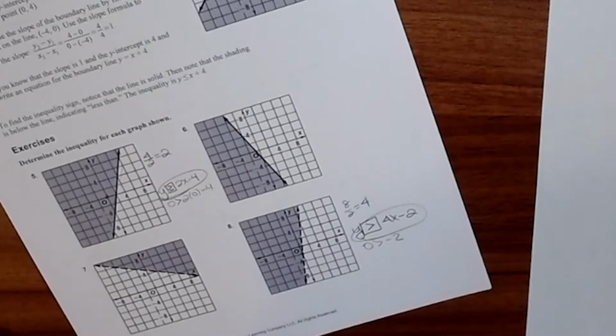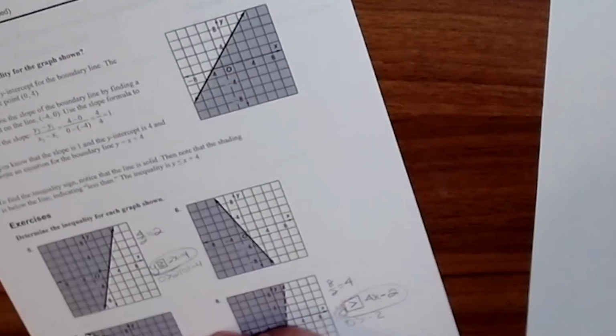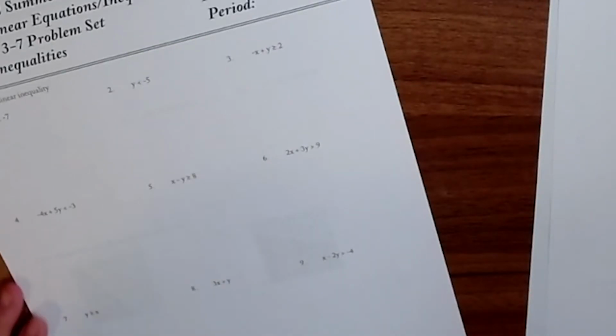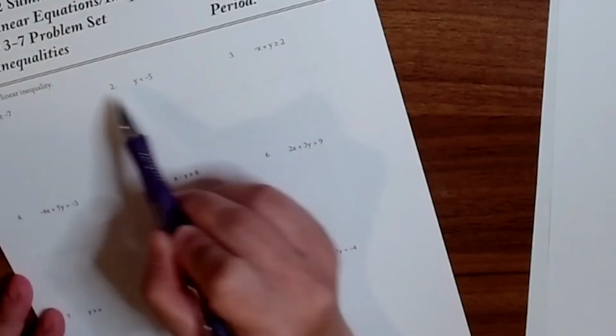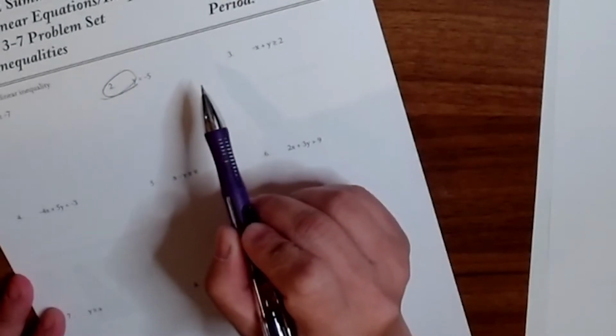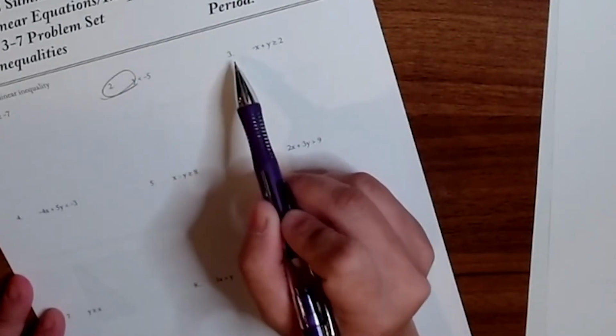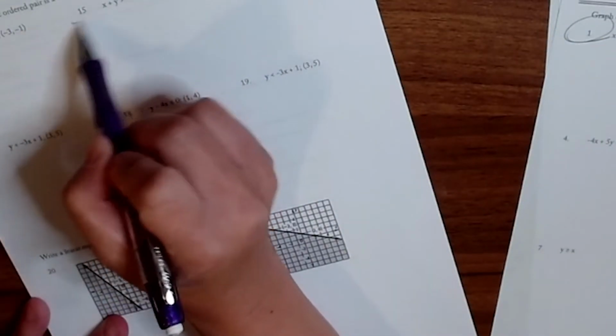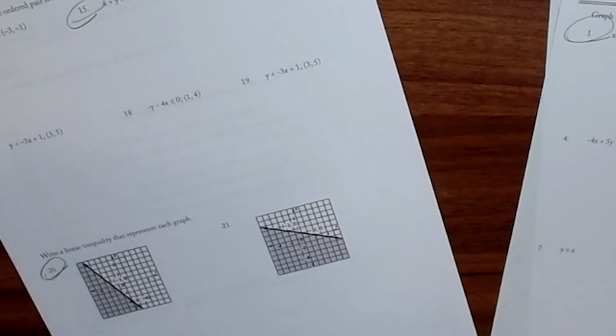Okay? Alright, so now it's time for you guys to try a couple on your own. And so let's go ahead. Which ones do we want to look at? Let's look at 1, 2, 3, 14, 15, and 20. So go ahead and pause the video. 1, 2, 3, 14, 15, and 20. And then we will come back and look at those.